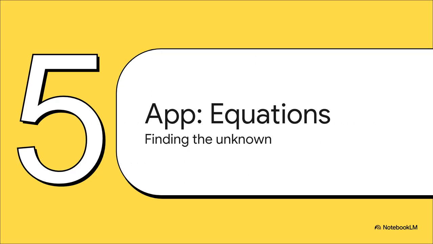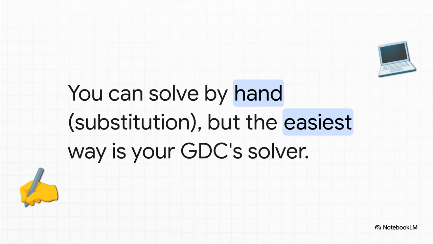Okay, let's add one final application to our toolkit. What do you do when a problem has multiple unknowns, like both an x and a y, and multiple equations connecting them? This happens all the time when you're comparing costs or trying to find a break-even point. Well, you have two main options here. You can solve them by hand using algebra, like substitution, and you definitely need to understand how to do that.